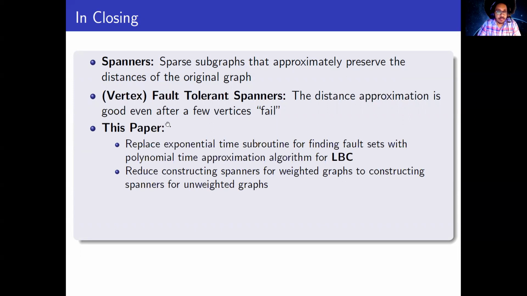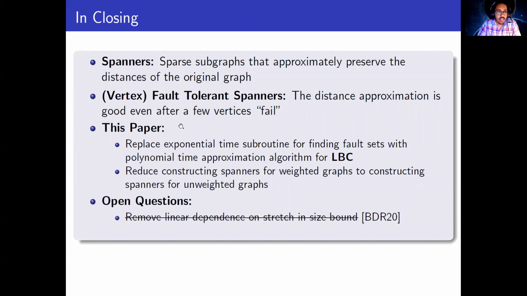At the time of submission, an open question that we proposed was removing this linear factor of k from the size of the spanners our algorithm produces, while still having a polytime algorithm. This problem has since been solved by Bodwin, Dinitz, and Robelle, and you can check out our results on arXiv. An additional open question is whether we can improve the size bounds for edge fault-tolerant spanners for stretch greater than or equal to 5. There is currently a gap in the upper and lower bounds, and it would be nice to close it.